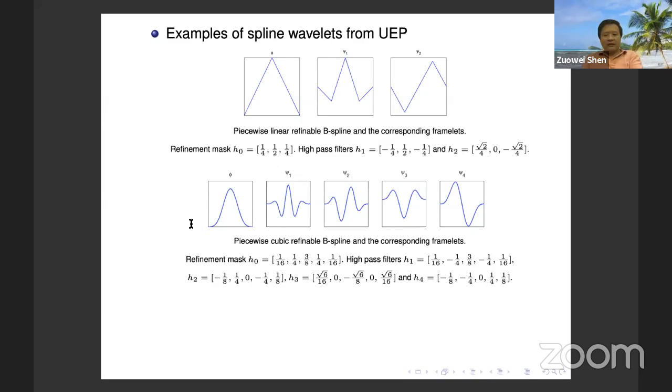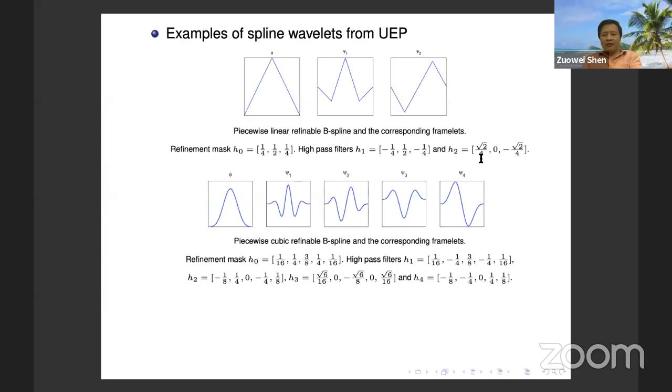The next example is the cubic B-spline. Then you can generate 4 wavelets. The dilations and translations form the tight frame. Here I'd like to note that this H0 is the refinable mask. This is a very good mask. You can see it's a very good average. And H1, H2 are also very good.